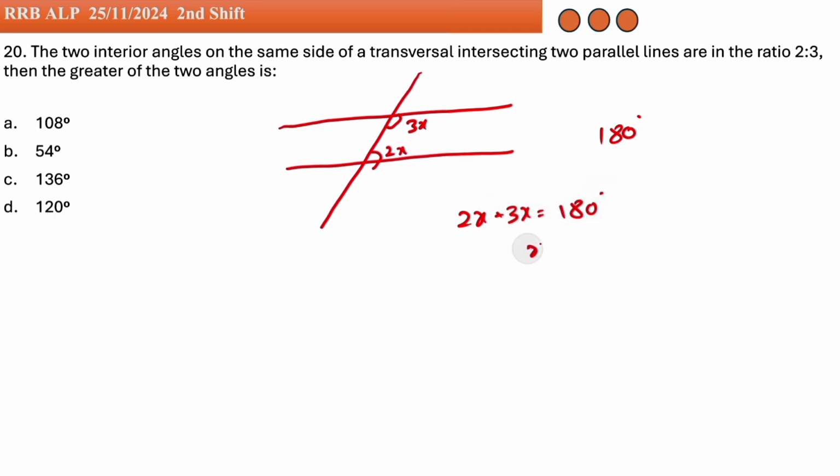2 plus 3 is 5x, so x is equal to 180 by 5. 5 ones are 5, 5 3s are 15 and carry 3, 5 6s are 30. So x is 36 degree. So the greater of the two angles, greater is 3, so 36 into 3 is 108 degree. Our answer is option A.